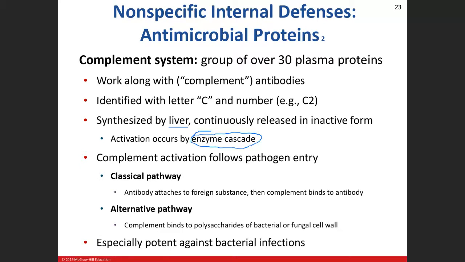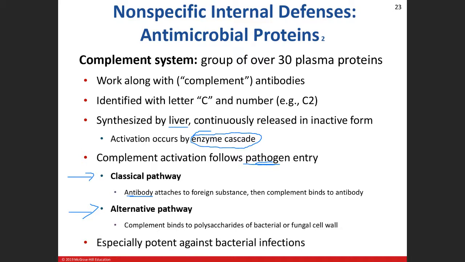So what is going to invoke the enzymatic cascade? What's the stimulus? We're going to have some sort of pathogen enter in. Okay? A bacteria is going to enter in. When that happens, there's two pathways that we can go down. Okay? You need to know the difference between the two. The classical, the first one listed here, involves an antibody.